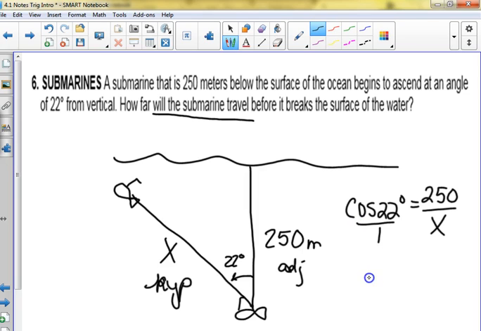So what do we type in on our calculator? No. 250 divided by cosine of 22. The hypotenuse, it has to be more than 250, yes? He would only get 250 if he went straight up. Okay. Answer, someone?